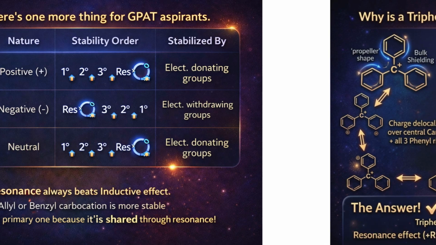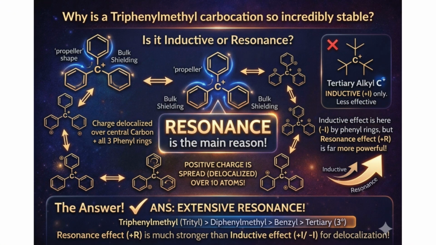Why is a triphenylmethyl carbocation so incredibly stable? Let's see why. In a triphenylmethyl carbocation, the central carbon is attached to 3 benzene-phenyl rings. While a normal tertiary carbocation is stabilized by the inductive effect of 3 alkyl groups, the trityl cation has something much better. The positive charge on the central carbon is delocalized over all 3 phenyl rings. Through resonance, the burden of that positive charge is shared by a total of 10 different atoms.